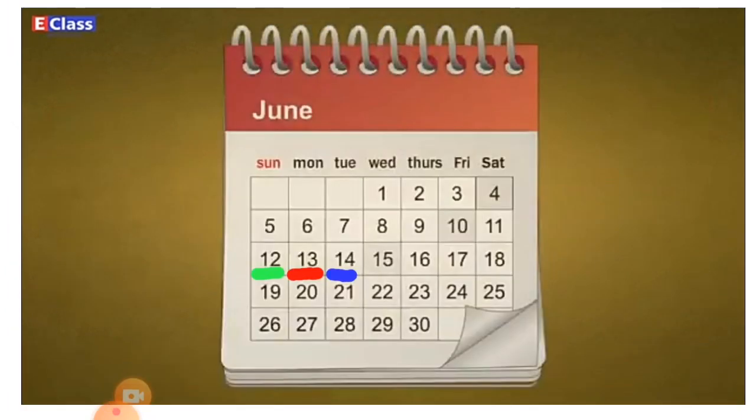My dear students, today is the 13th of June. See the calendar. Then we can tell that tomorrow will be 14th of June, and yesterday was the 12th of June. Thus, when we measure time, we actually measure its length.